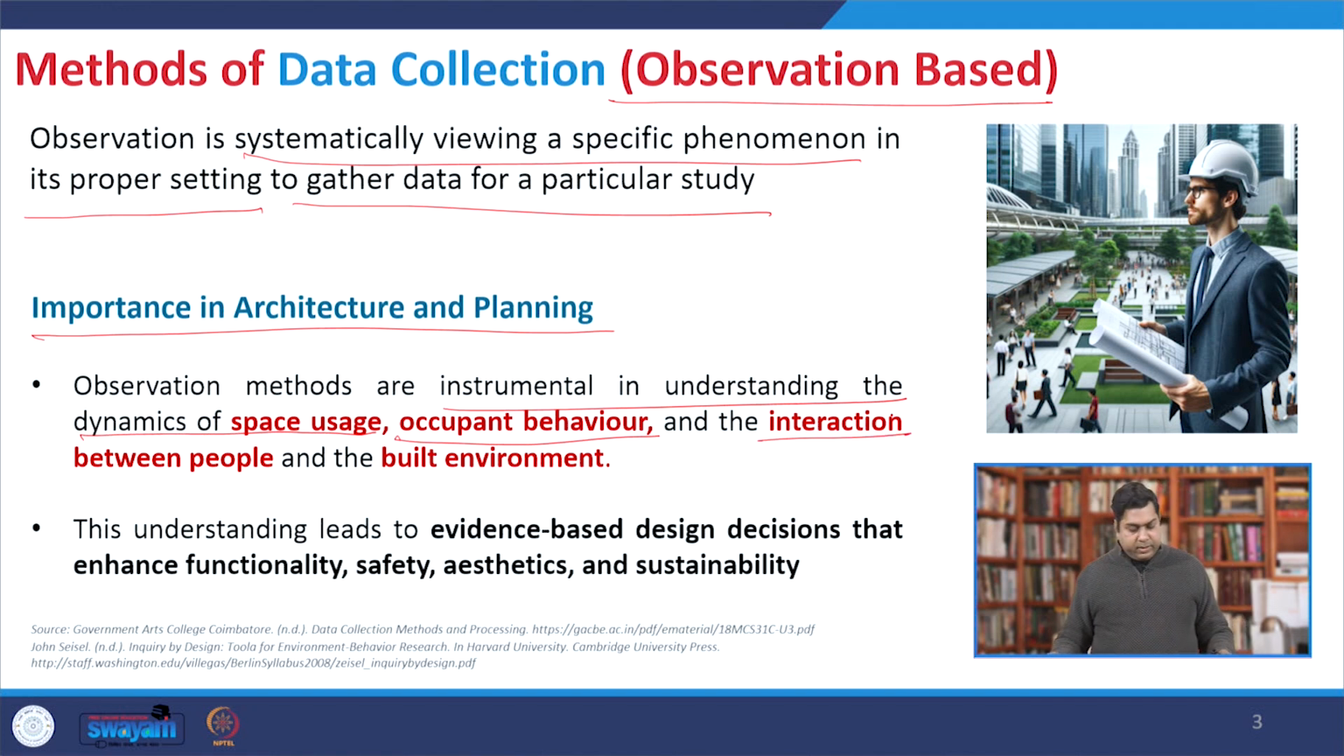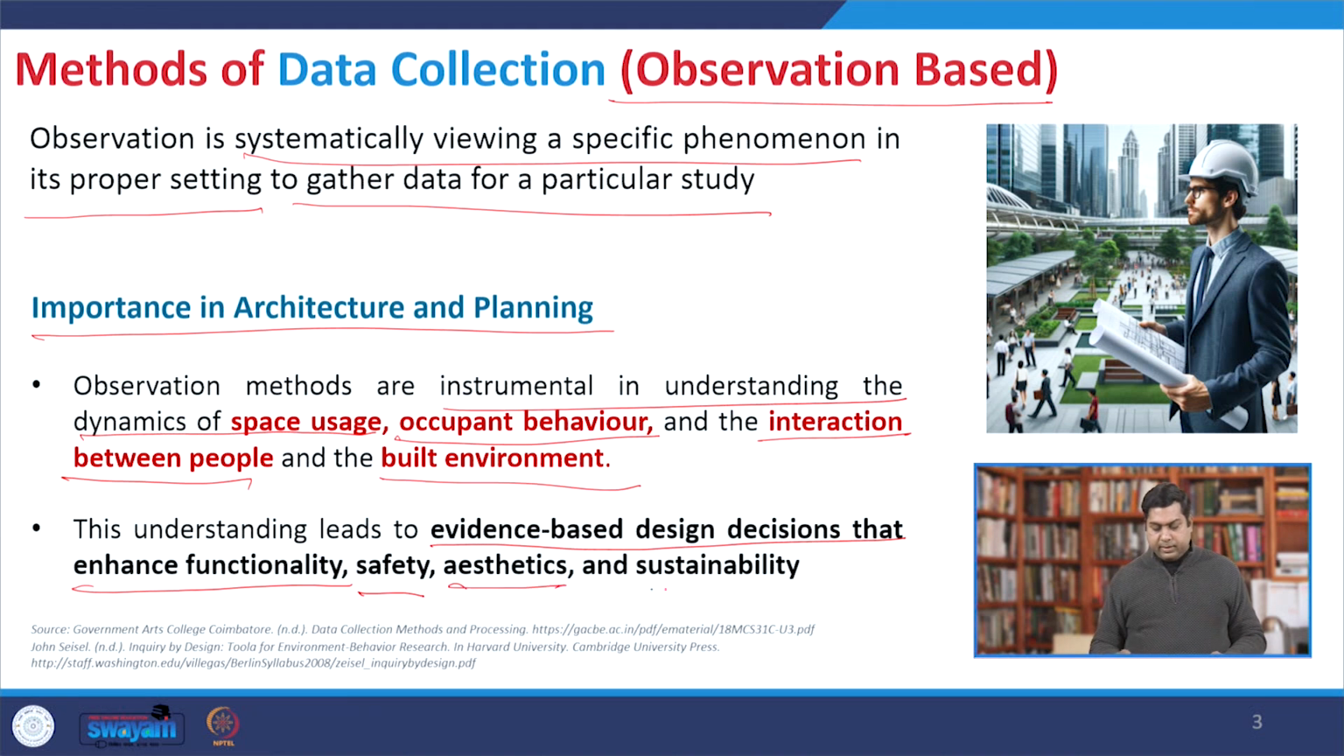It is also the interaction between people and the built environment. So, it is one example on the architectural and built environment side. The understanding of this particular observation based survey leads to evidence based design decisions that enhance functionality of the space, safety and also the aesthetics, and that leads to, even when we talk about sustainability and all. So, this kind of approach can also help to qualitatively measure those kinds of aspects.